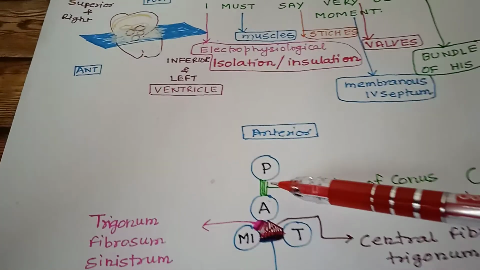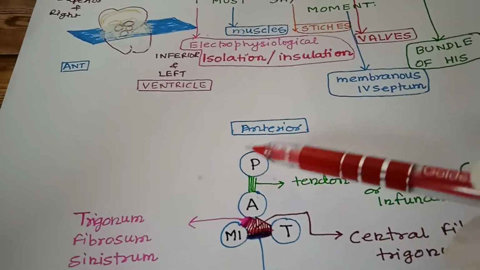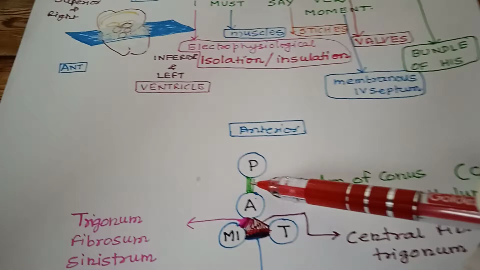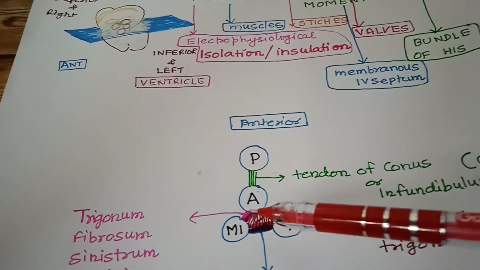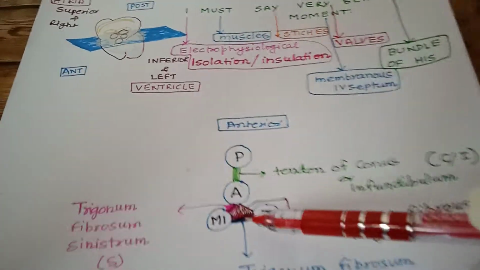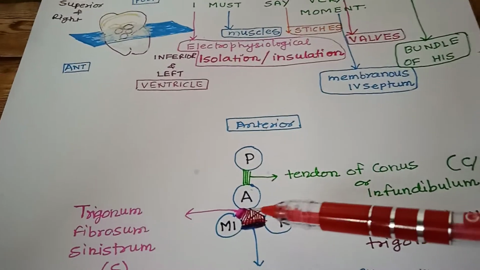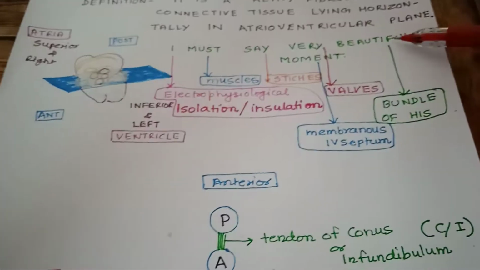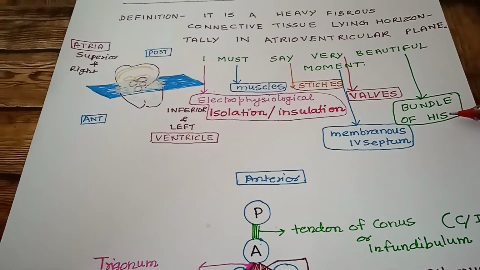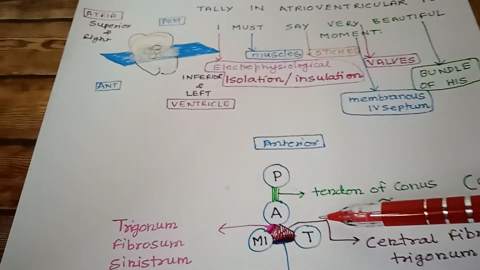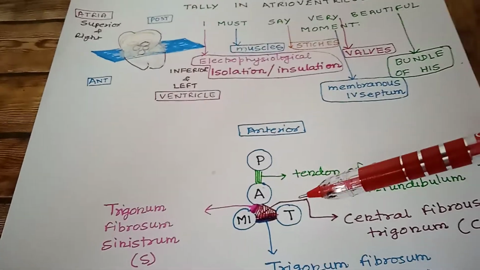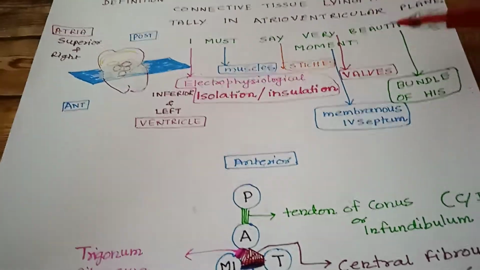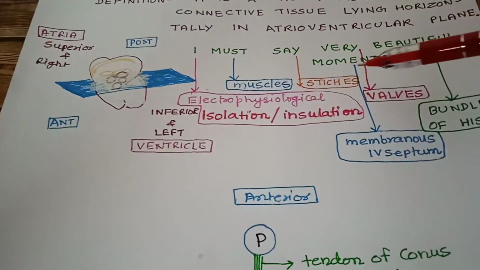B, that is bundle of His. Here it is in two parts, this fibrous ring and these straps. Of the straps, one is somewhat longitudinal and one is in triangular fashion. In the triangular central part there is a hole which gives way to the bundle of His, the only communication through the fibrous skeleton between the atria and ventricle.